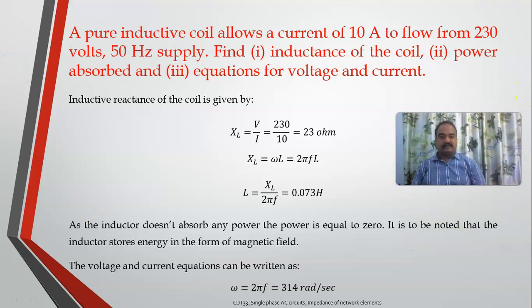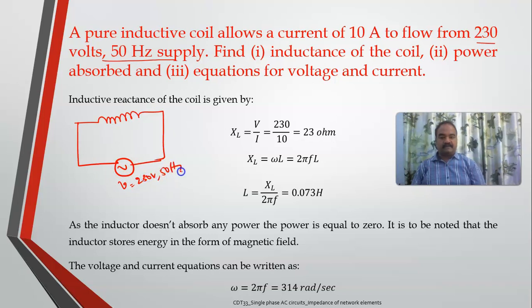Now this is an inductance. See, a pure inductive coil allows a current of 10 amperes from a 230 volts 50 Hz AC supply, which means the circuit is like this. This is V. How much? 230 volts 50 Hz. And the current flowing is 10 amperes. Find the inductance of the coil, the power absorbed, and the equations for voltage and current.